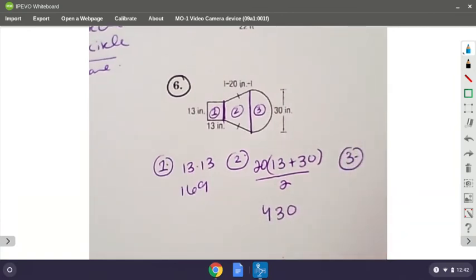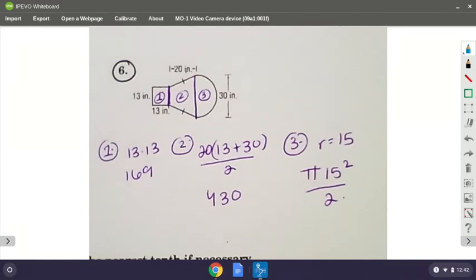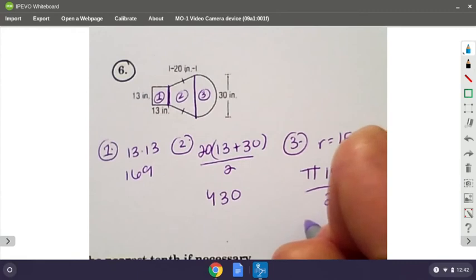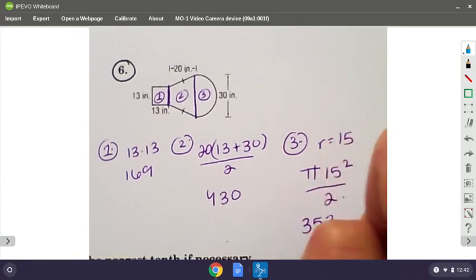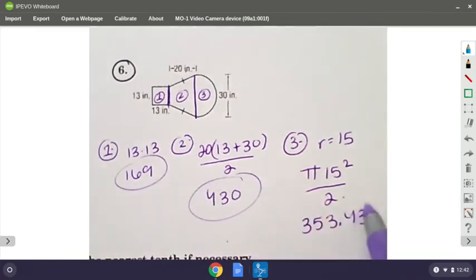And then the third one is a semicircle with a diameter of 30. So the radius is 15. So it's going to be pi times 15 squared. And then we have to cut it in half because it's a semicircle. It's not a full circle. So 15 squared is 225. So 225 times pi and then divided by 2. So this one's going to be about 353.43. And then lastly, you have to add them all together.